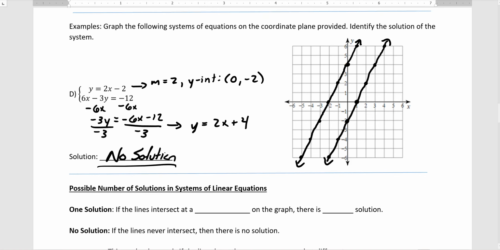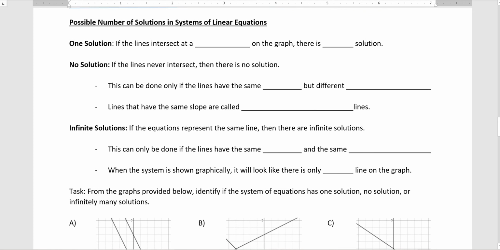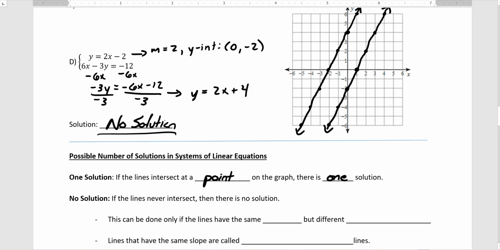Alright, so let's break it down a little further, really delve into this idea. There's three possibilities for the number of solutions in systems of linear equations. First, it's possible that there's one solution, and that means the lines intersect at a point on the graph. Alright, and if that's the case, there's one solution. Then it's possible for there to be no solutions, and that's what we had up above, right, with letter D.